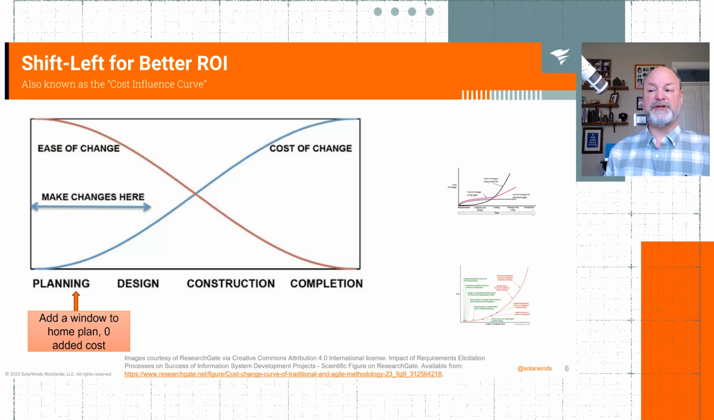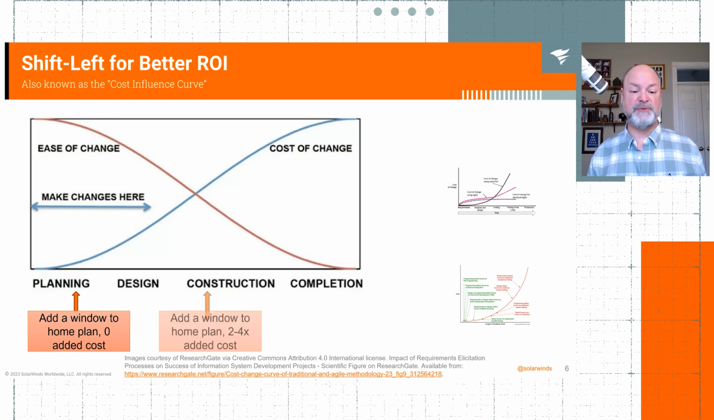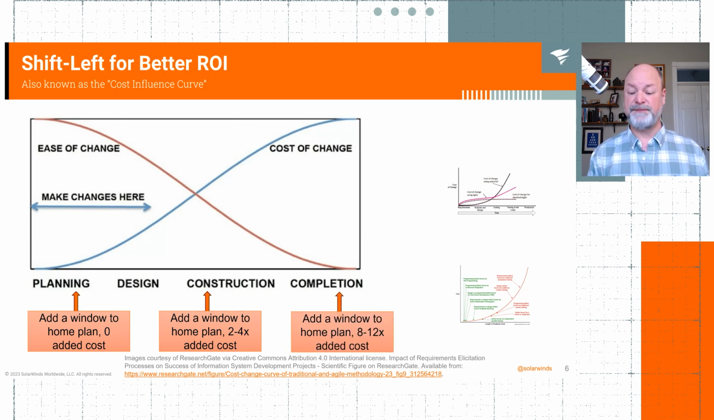So if we say, hey, you know what? We want to add a window to the plan. If we do this in the planning and design phase, it's just the cost of a window, right? If we come back, though, later on, and we say, okay, we've already framed the house, but we haven't progressed to doing a lot of work on the house, it's still going to cost. But it's actually going to cost more because we've already framed in stuff. And so to change that, it could be 2 to 4 times more than the cost of the window itself.